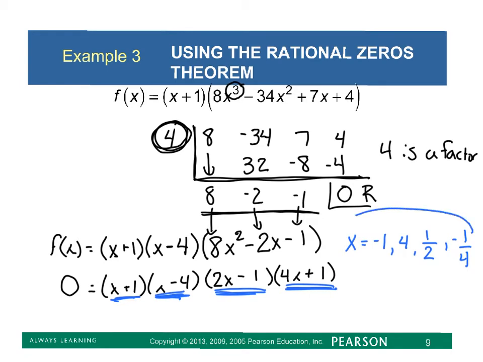See, this list right here, all of these actual zeros that we found were in that list of possible zeros. That is going to be the case every single time. All right, let's do something else.